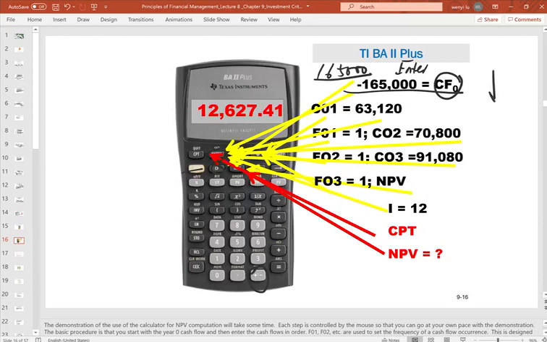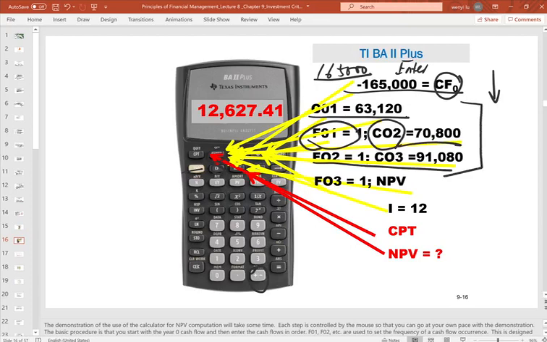Then you move down to C01. So 63,120, F01 equals 1. Then C02. You continue this input until you finish all 3 inputs. Then you press the NPV key. Where's the NPV key? It's over here. Press NPV, and you can see the screen shows I. That's the discount rate.